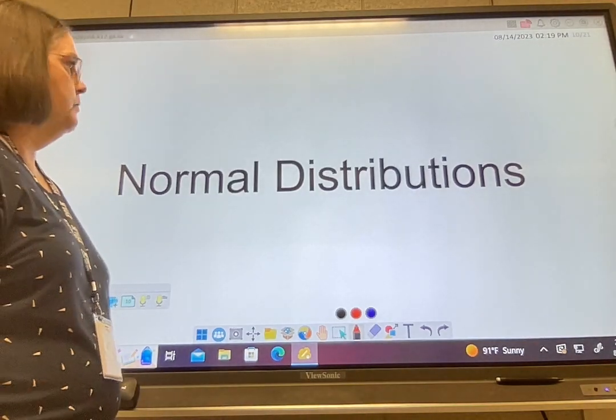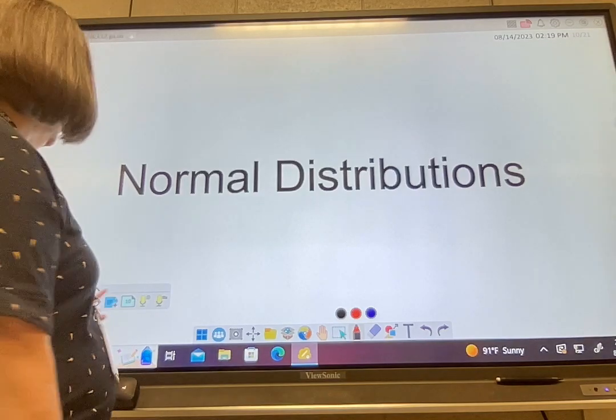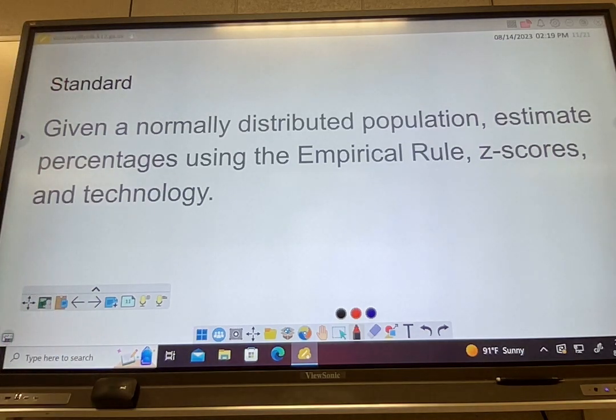Okay, we're going to be talking about normal distributions today and the empirical rule. This is the Georgia State Standard: given a normally distributed population, estimate percentages using the empirical rule. Z-scores and technology. We will be getting to Z-scores on another day.